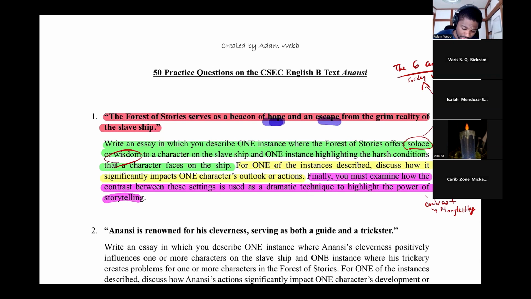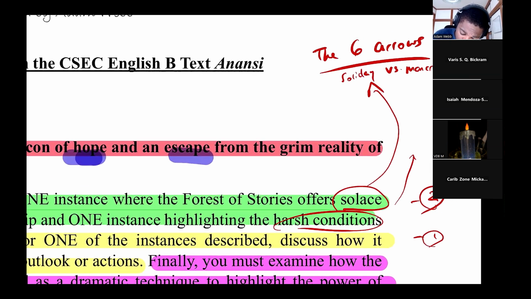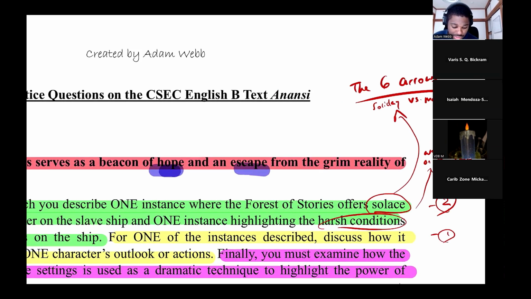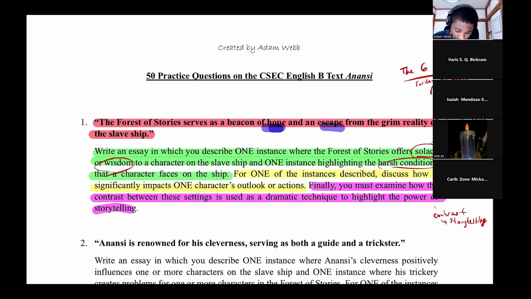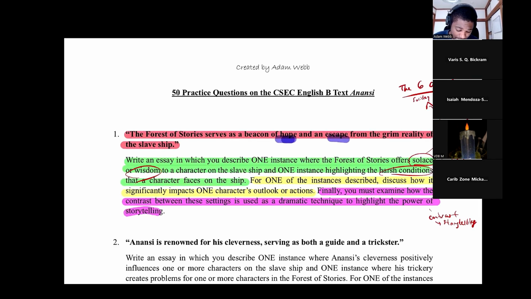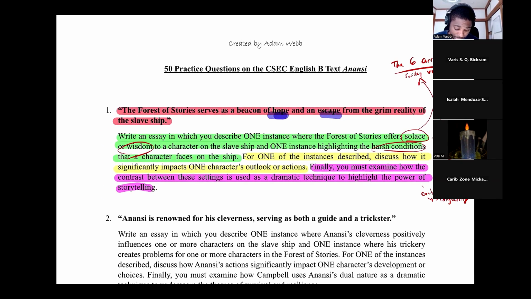So we have the 6 arrows being the focal point of that forest story, offering wisdom and hope, and then we have the woman's fate on the ship. So one instance highlighting the harsh conditions would be the woman's fate on the ship. She's about to be thrown overboard, and the girl doesn't necessarily realize that until it happens. We don't really get to see the details of the realization, but it's definitely implied. All right, so that would be a nice plan of action for the first body paragraph.